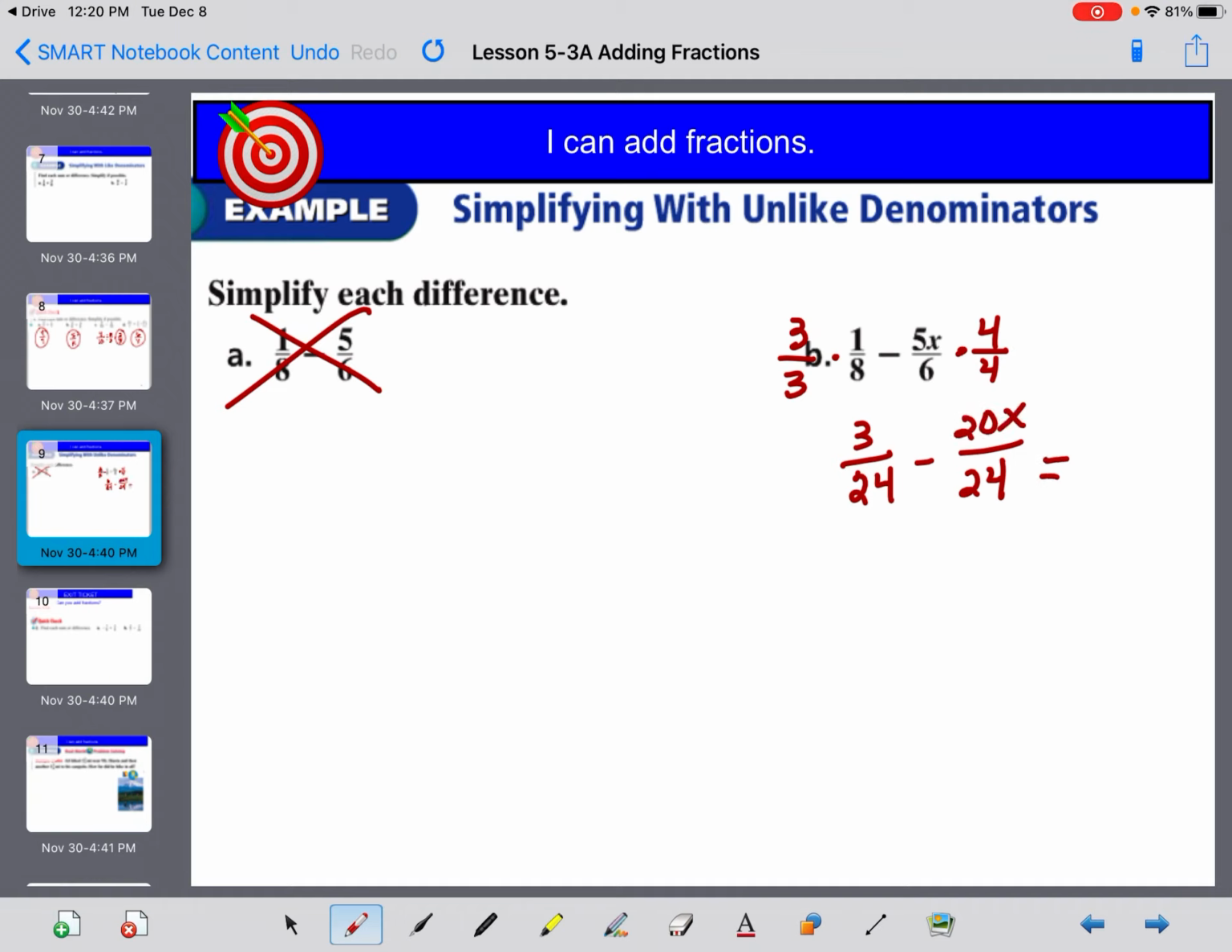Now watch what happens here. Subtracting is the same as adding the opposite. So the 24 stays the same, doesn't it? And then in the numerator, you can simply write 3 minus 20x. You can't add or subtract those, so leave that as an expression.